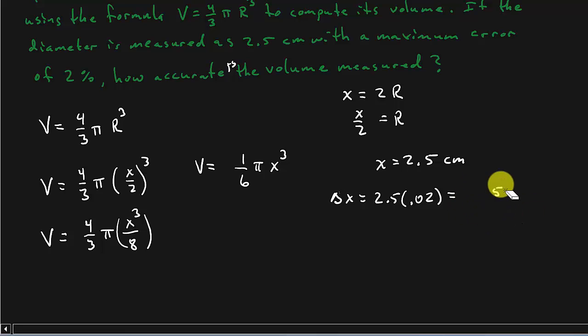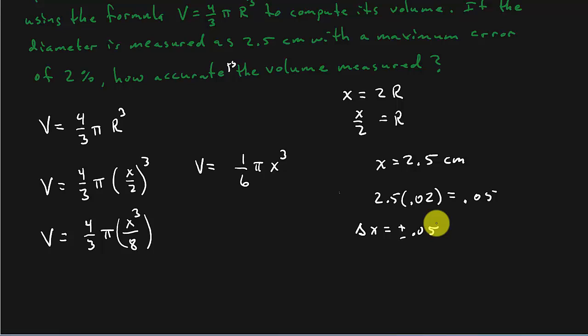Let's write it this way so you don't get confused. This is 0.05. Okay, that's our error. So delta x could be plus or minus 0.05 because it could be 0.05 centimeters larger or smaller.